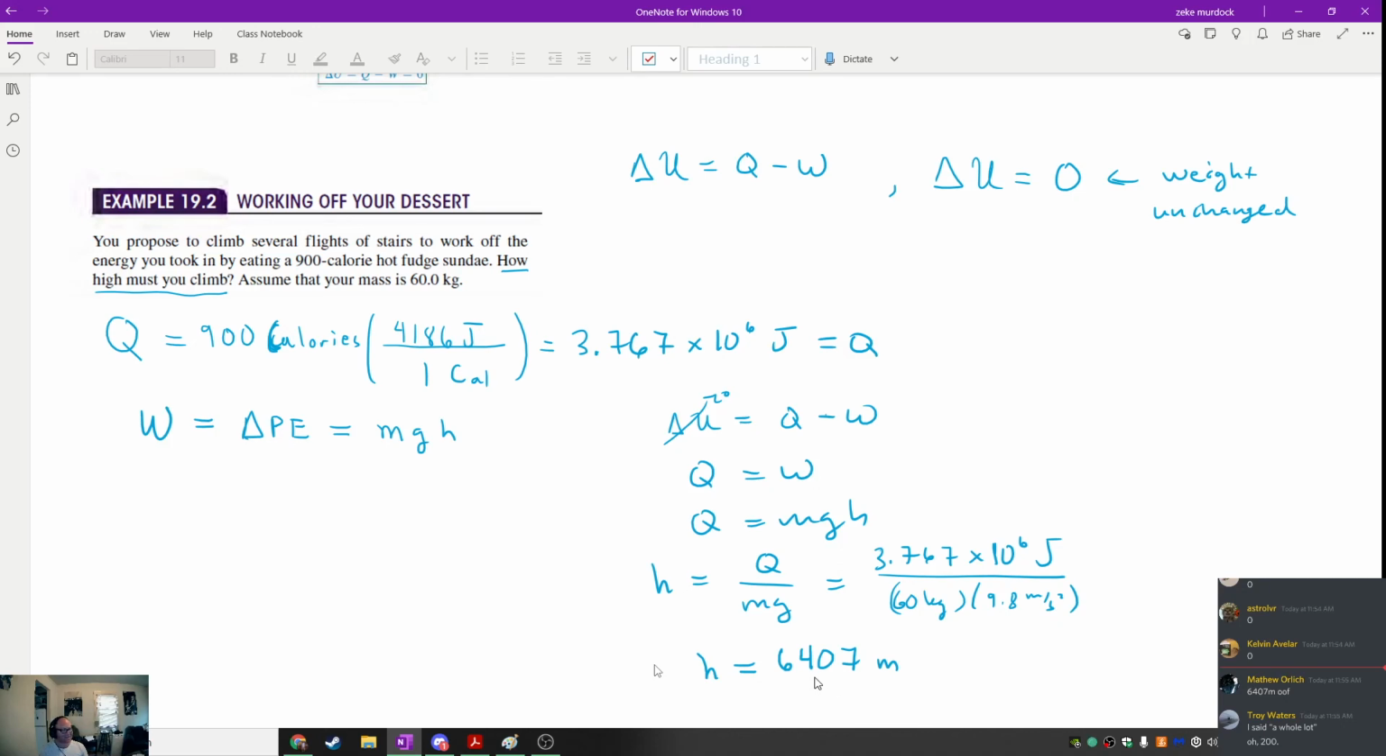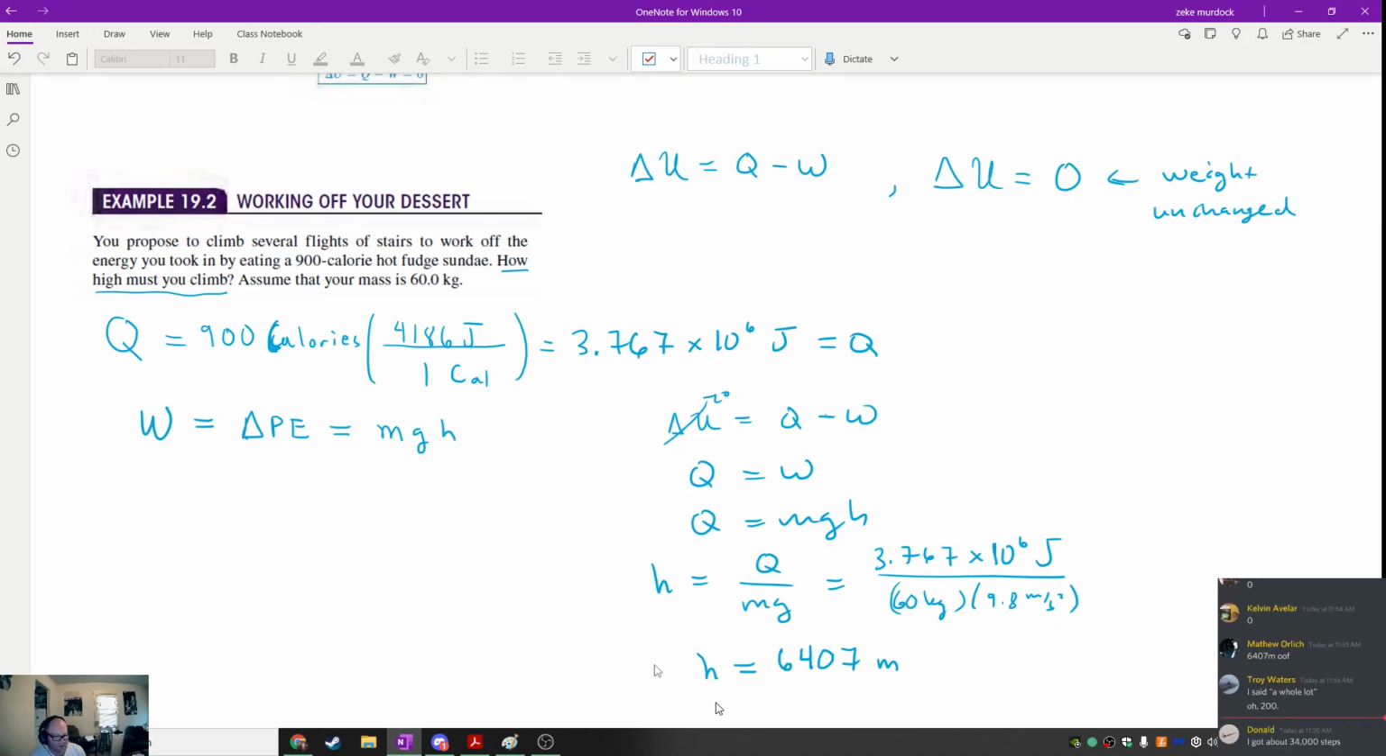So now you need to divide by the height of the step. And the step is going to have a height of like 10 centimeters, right? So it's actually probably going to be like 64,000 steps total, probably. However, we assumed that our bodies were 100% efficient in converting the food energy into work. The actual efficiency is about 25%. So the work you do as you burn off the sundae is only about 225 kilocalories. The remaining 75% is transferred to the surroundings as heat.